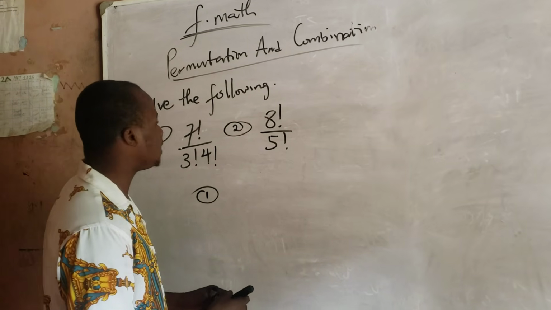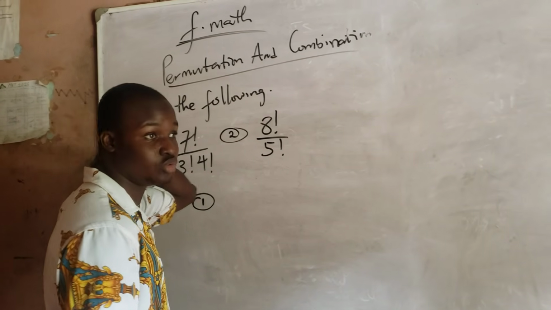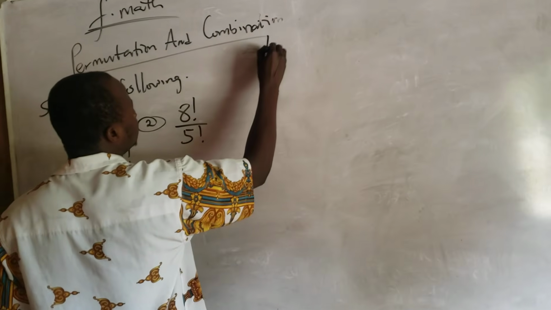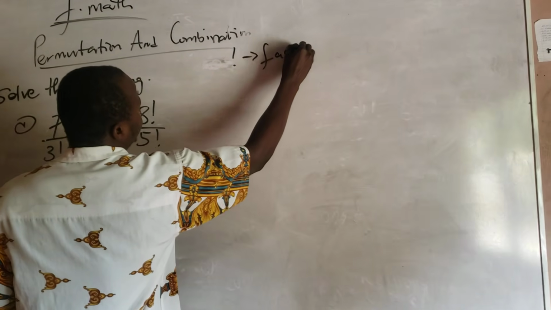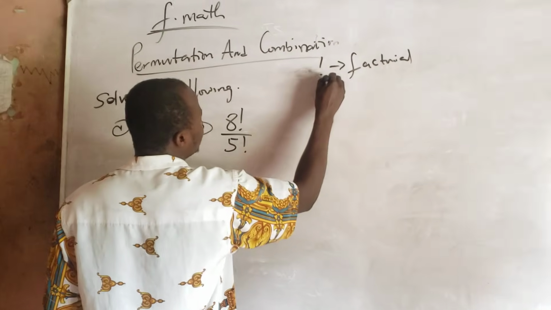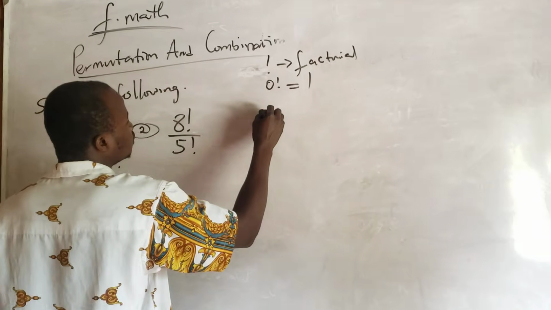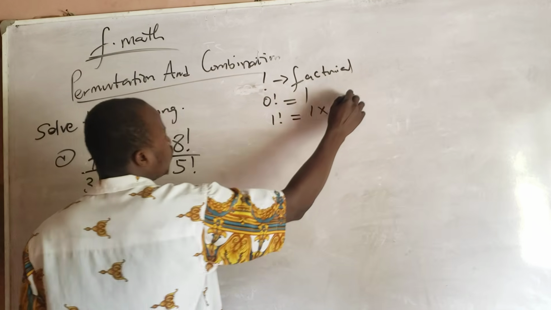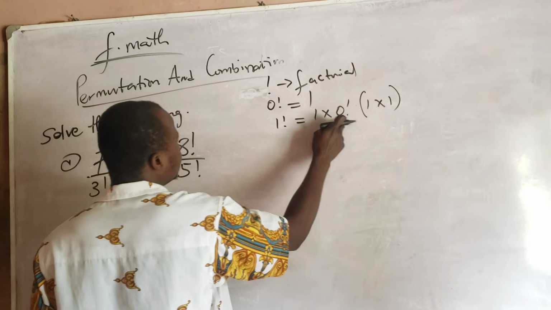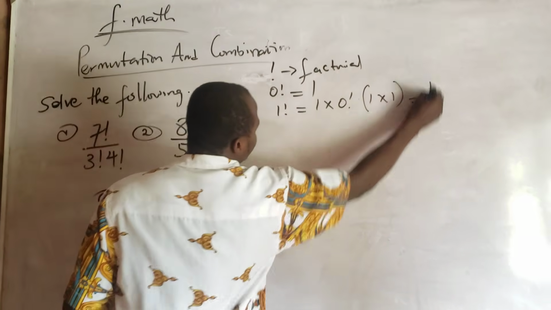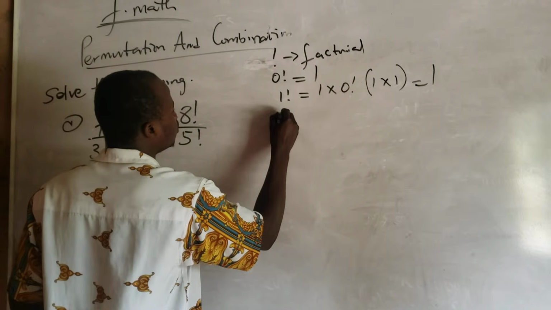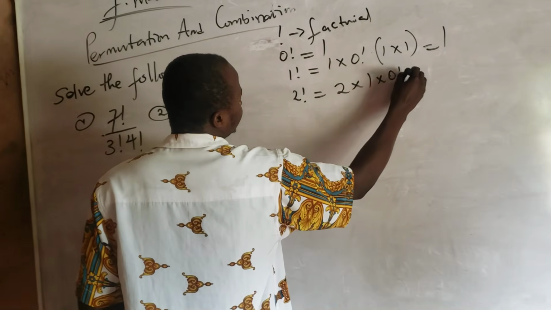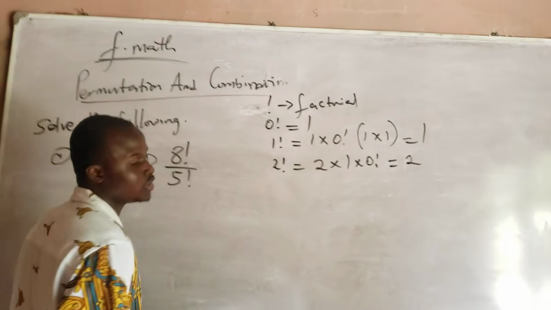Now, I have explained what factorial means in our last video. If you have been following us, I explained that this sign means factorial. And 0 factorial is what? It is 1. So 1 factorial is equivalent to 1 times 0 factorial, which is equal to 1 times 1, because 0 factorial is 1. So 1 factorial is 1. So 2 factorial is 2 times 1 times 0 factorial, which is equal to 2. Is that clear now?